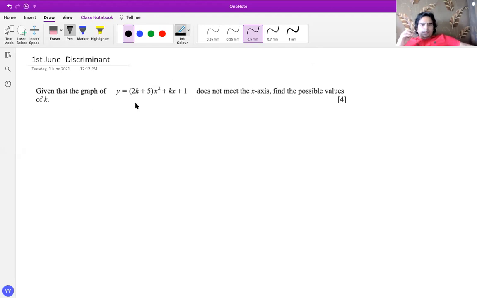So here's another example where we will be basically working on the discriminant. Let's say the quadratic is y equals (2k plus 5)x squared plus kx plus 1. They're saying that it does not meet the x-axis. Now, in the question itself it is specified that it does not meet the x-axis. What comes to our mind is that if it does not meet the x-axis, the quadratic is going to be either above the x-axis or below the x-axis.